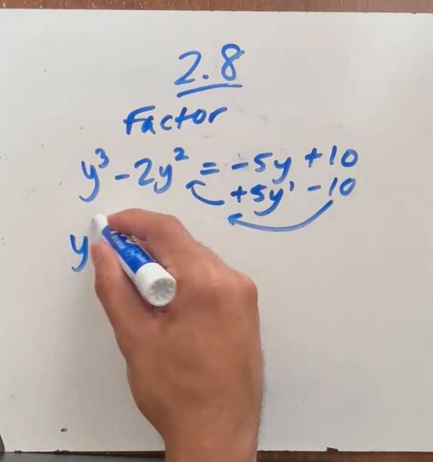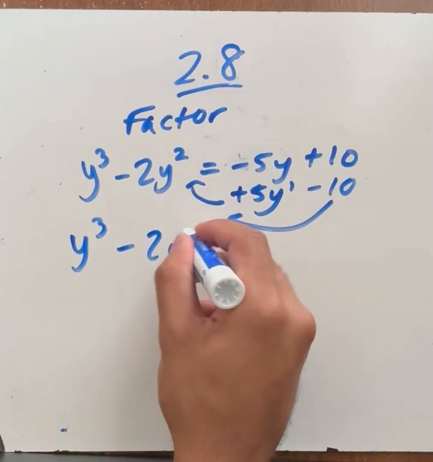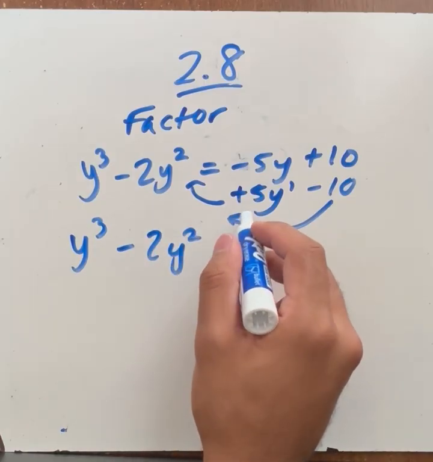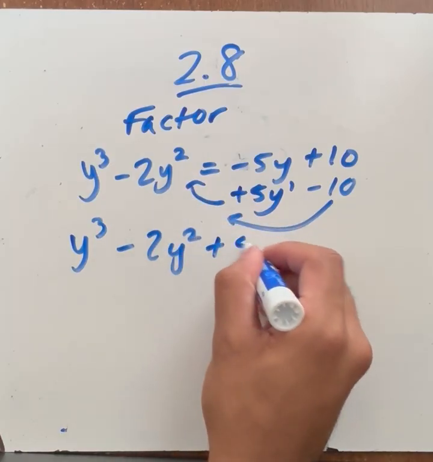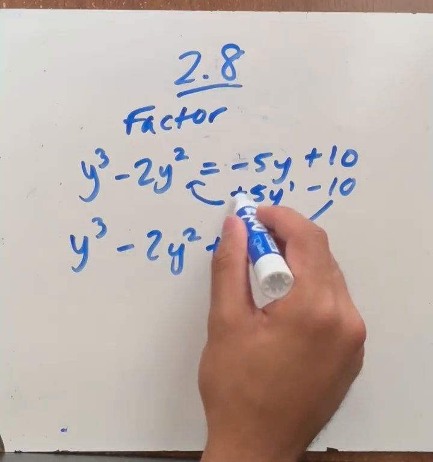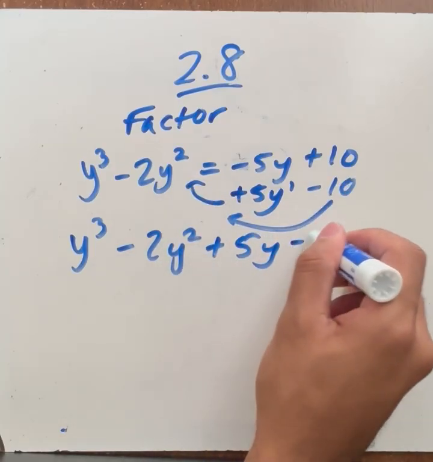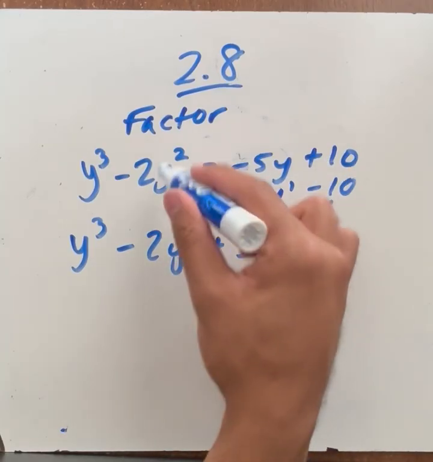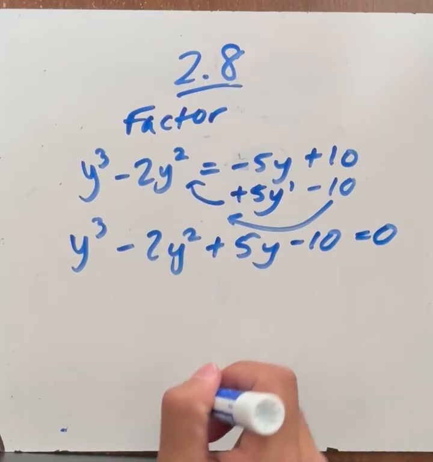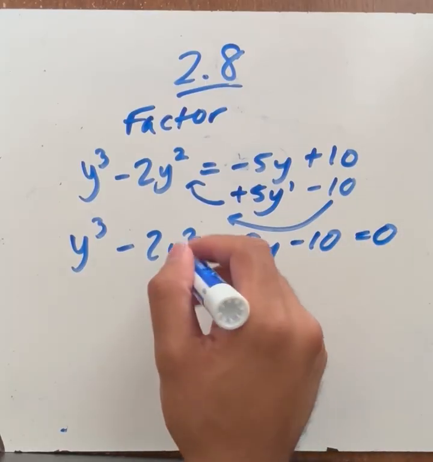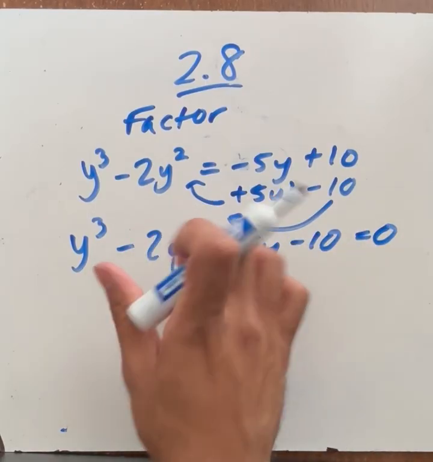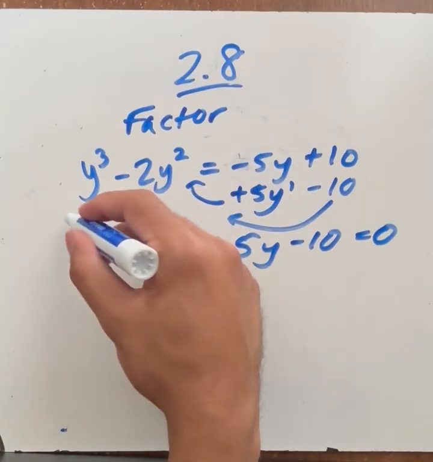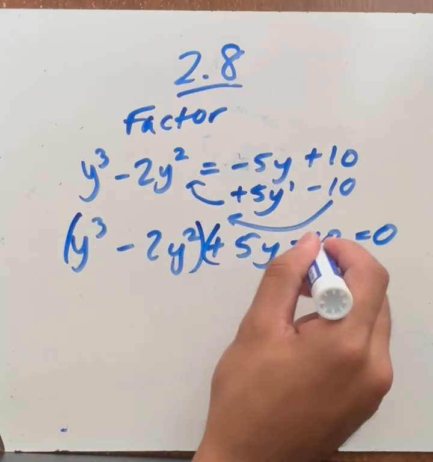So y to the third minus 2y squared, this would be plus 5y, because we added it to the side. We moved it by adding it onto the side. And this would be minus 10 because we had to subtract it onto the side. So set this all equal to 0. Now we see 1, 2, 3, 4 terms, so we'll set them into groups. A group here and a group here.